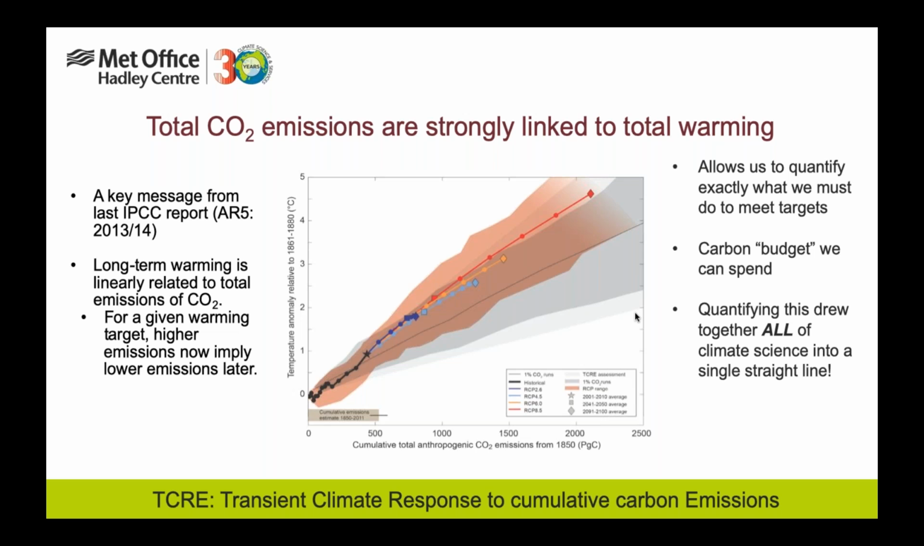And coming up with this line folds all of climate science into a single straight line, which is quite remarkable. So it's got all the carbon cycle feedbacks, the land and the ocean. It's got the whole physical system with cloud feedbacks and ice and ocean circulation, and it all collapses nicely onto a single straight line. And this is known as the transient climate response to cumulative carbon emissions. So that phrase, TCRE, will come up a few times.